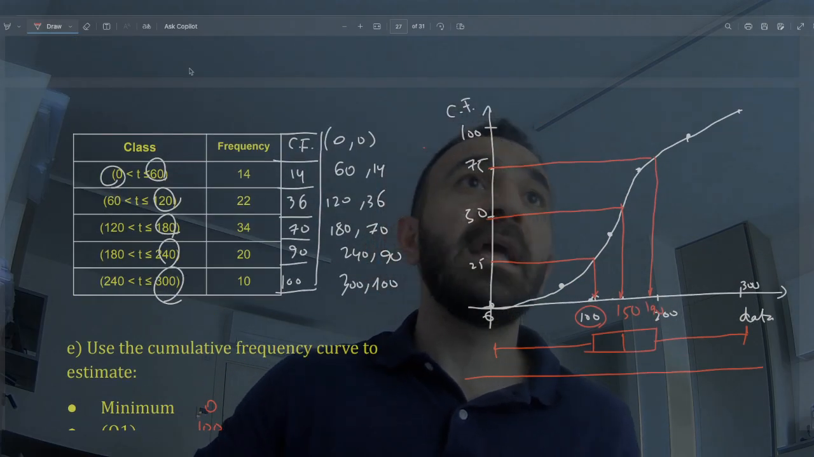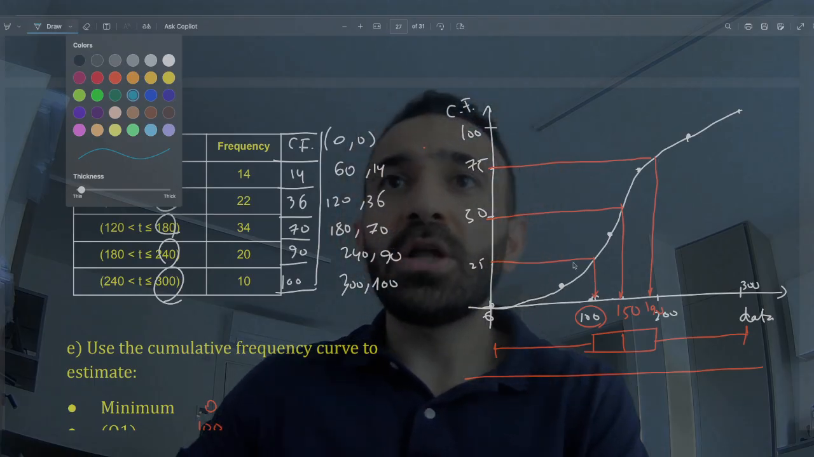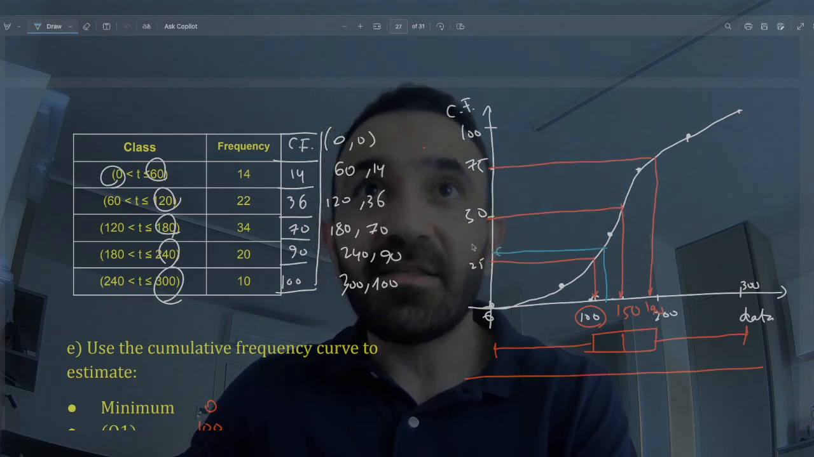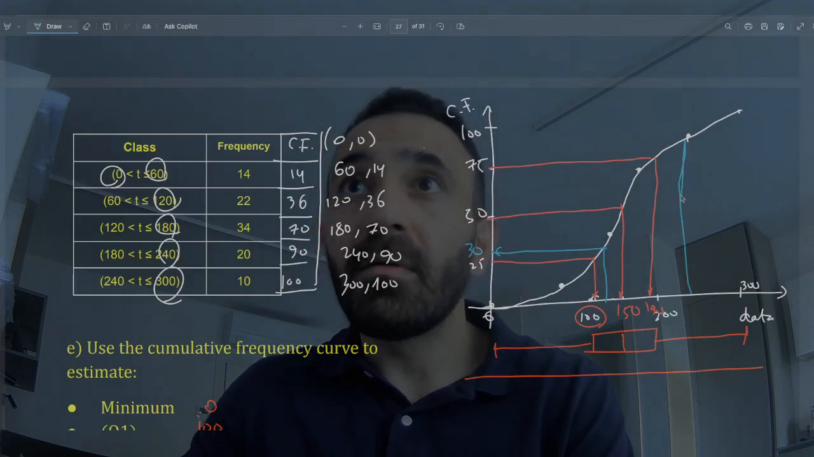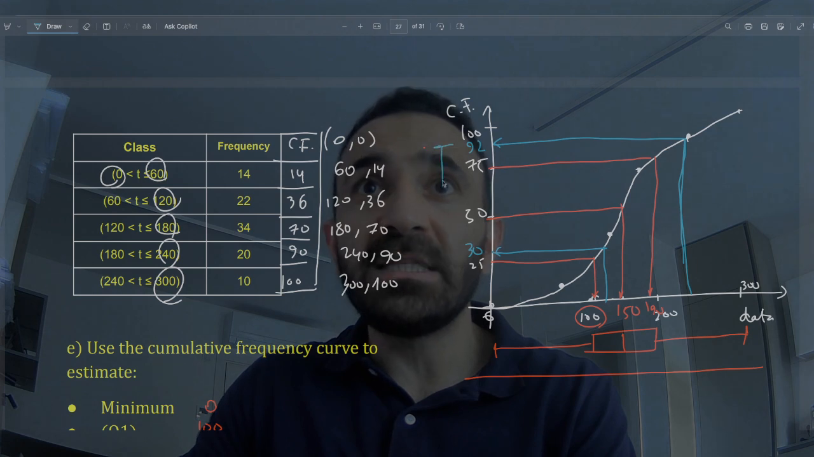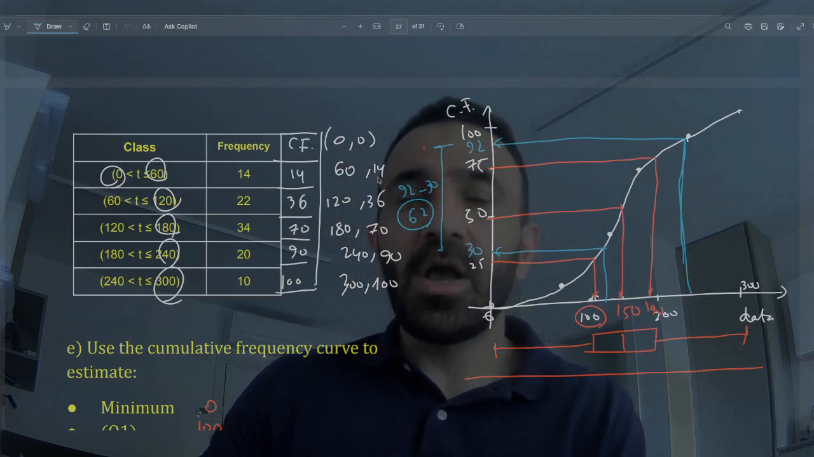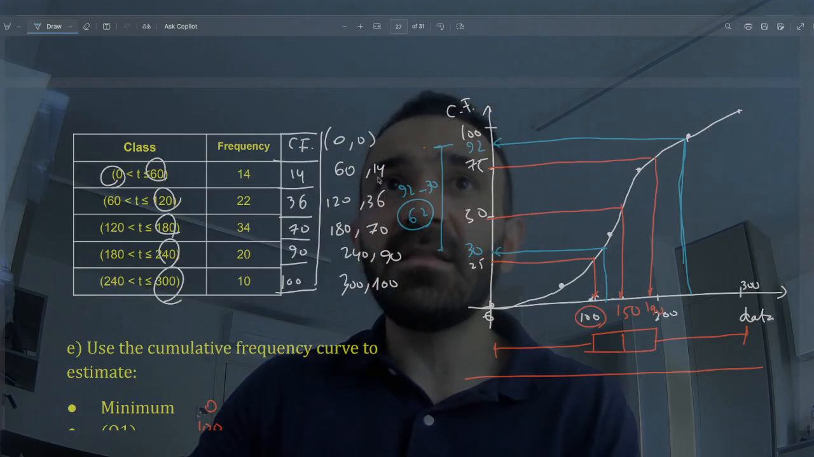120 and 240. Here we have to do the inverse procedure. So 120 is here. So I'm going to find this value. Maybe it's 30. And 240 is here. It has to be a straight line. So maybe it's 92, for example. So 92 minus 30, which is 62, is the number of students who have a screen time between 120 and 240.